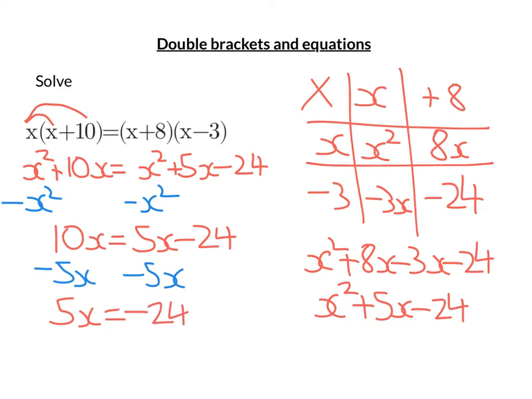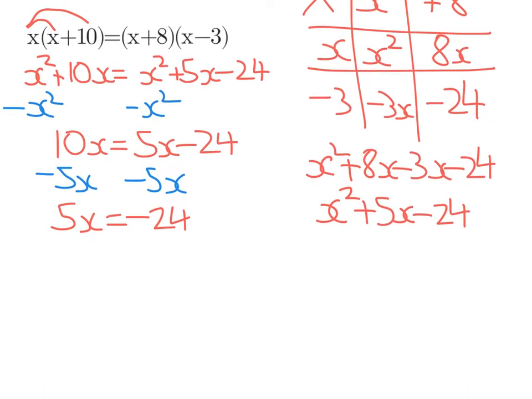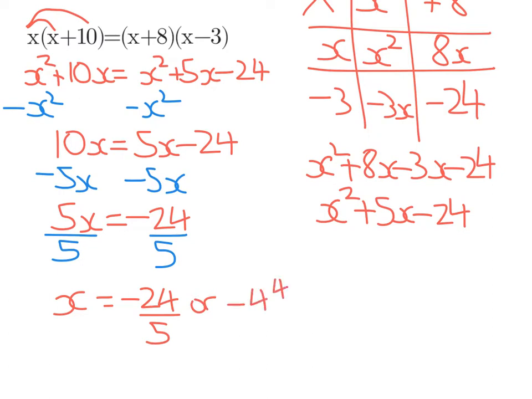Now I've got my numbers on one side, letters on the other. I'm going to divide by the number in front of the x, so in this case is 5. And then I'm going to get my answer: x is equal to negative 24 over 5, or negative 4 4/5.